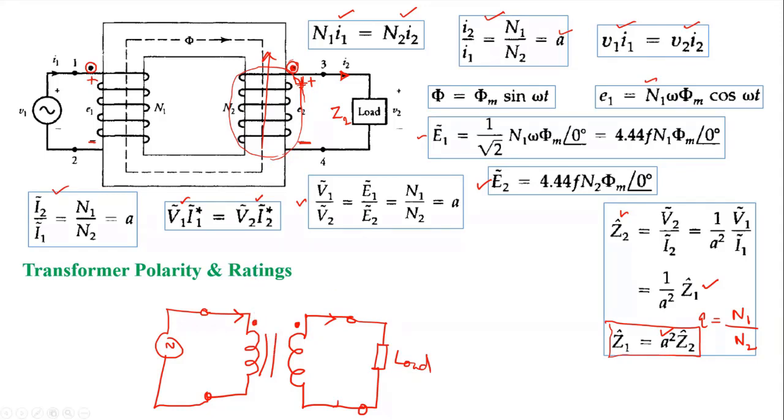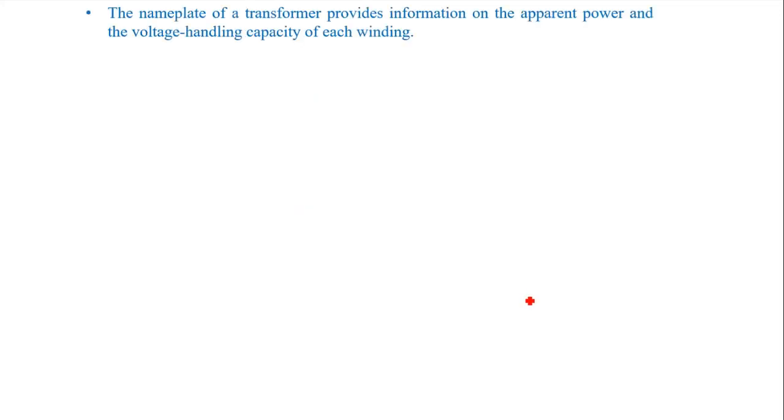In the experiment, we have to find the polarity of the transformer in the transformer open circuit test and short circuit test. Also you need to find that, so we will do that experiment. Okay, now this is all about the polarity.